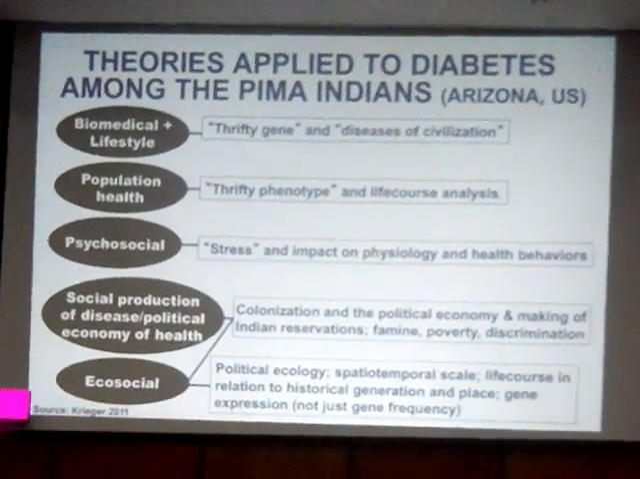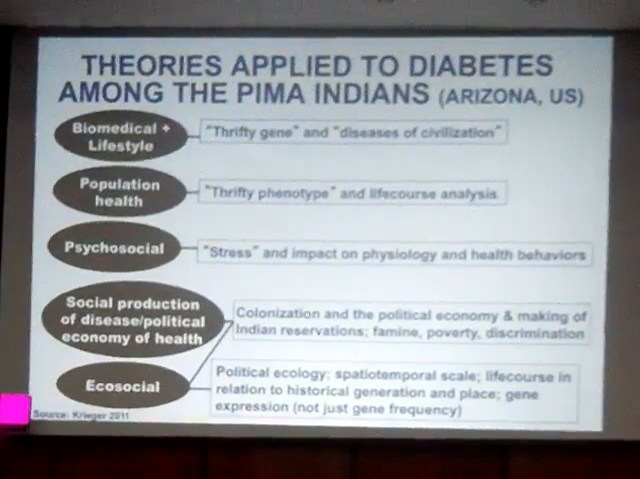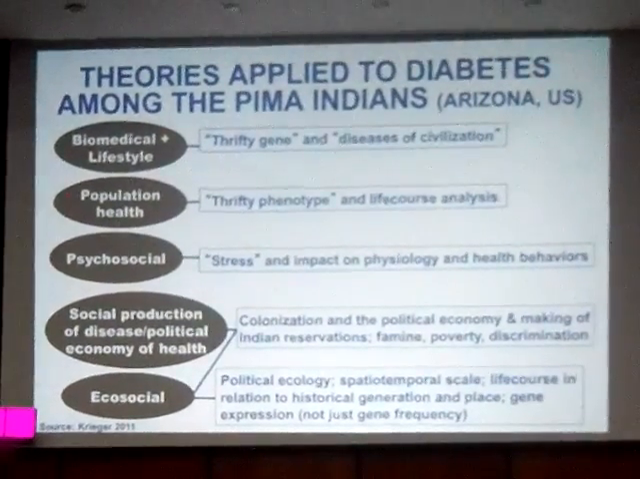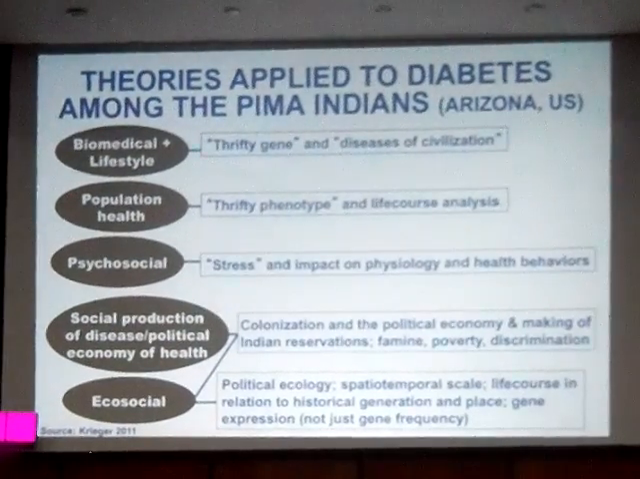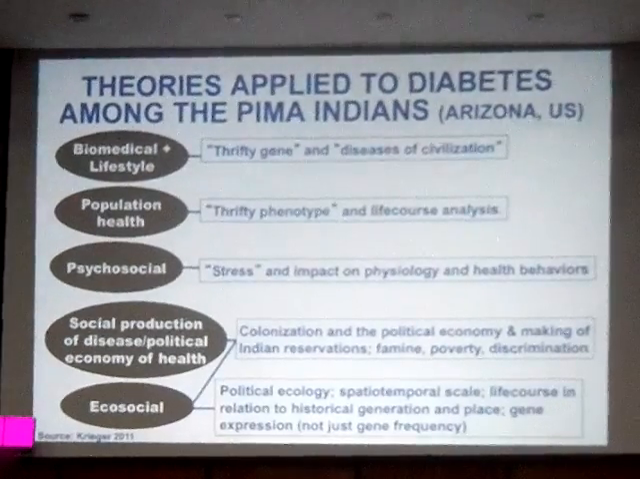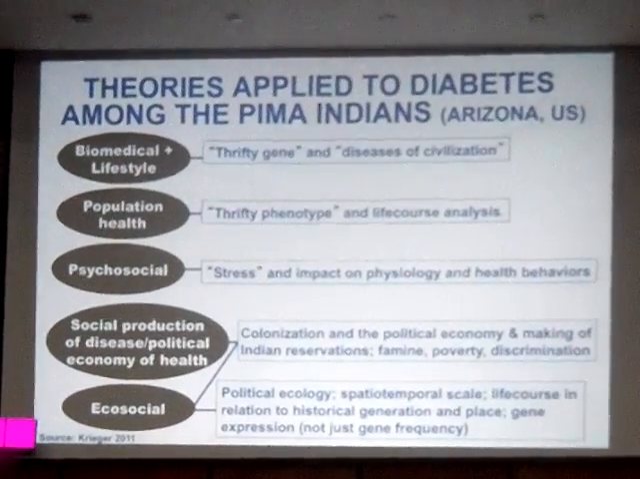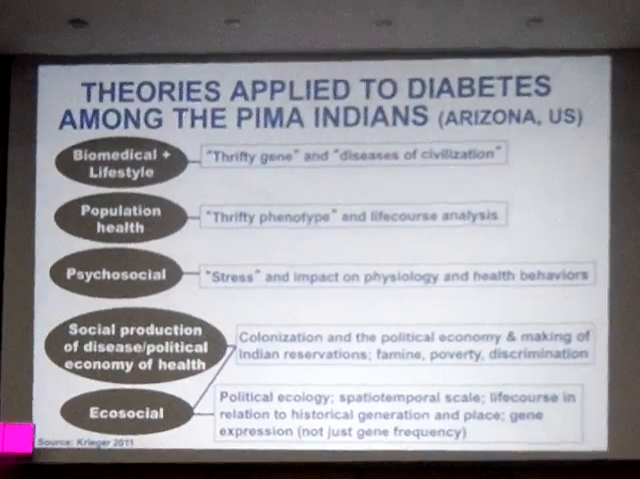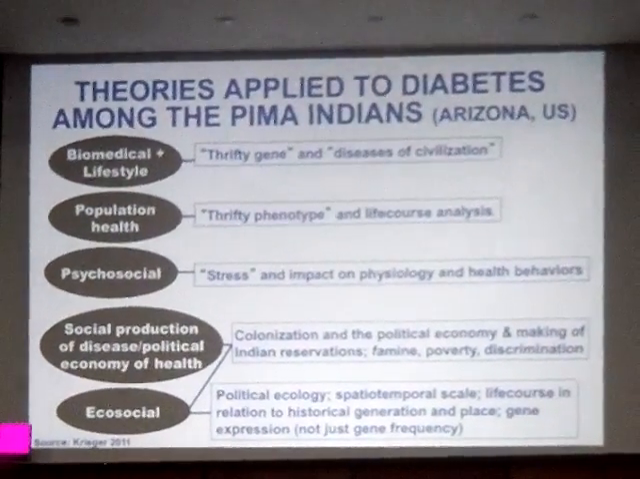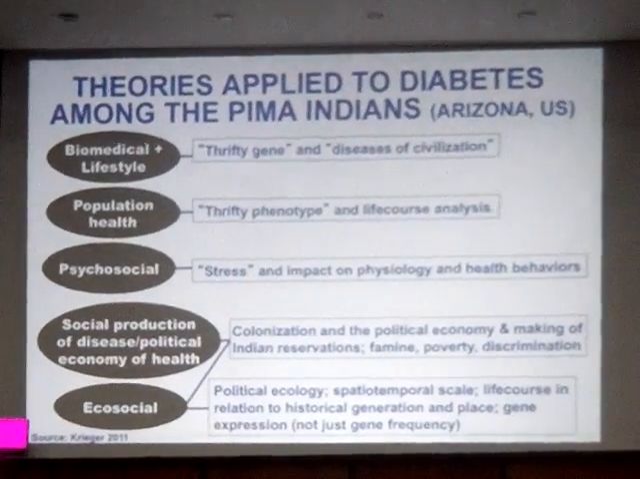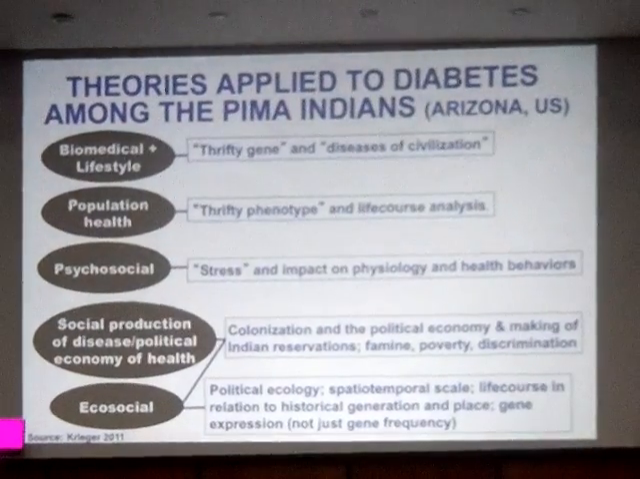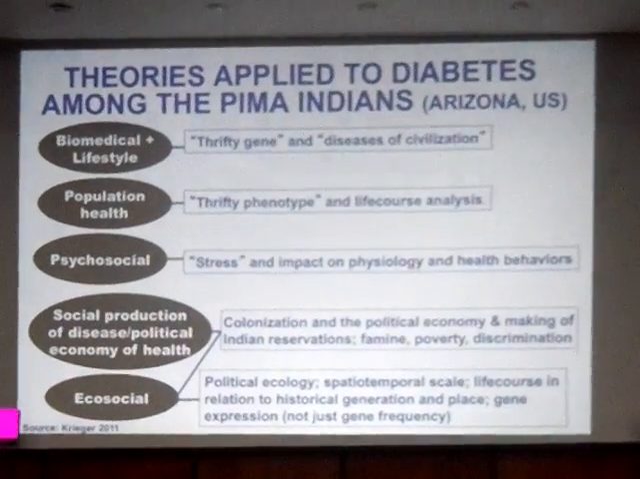Fourth, the social production of disease or political economy of health focus on political and economic determinants of American Indians' living conditions, but with little explicit attention to the biological and ecological pathways, timeframes, and levels relevant to the actual onset and worsening of the epidemic. And finally, ecosocial theory, as further informed by North American indigenous health frameworks, supplements this last approach with its own added explicit clarity about the importance of political ecology, spatio-temporal scale, and life course in relation to historical generation and place.